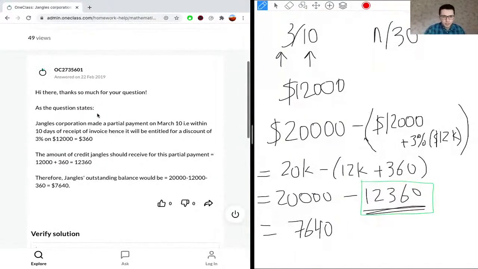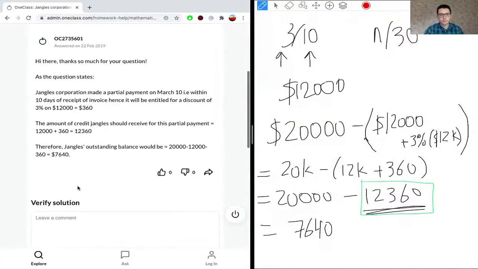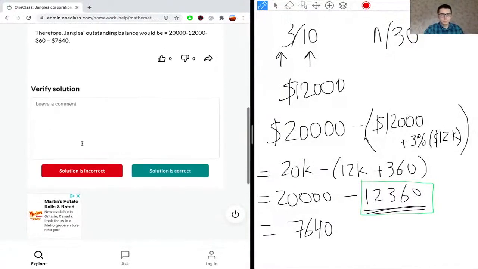So here, similar process. Within 10 days of receipt of invoice, Jangles is entitled to a discount of 3% on 12,000. They calculate that and get 360. So the amount of credit Jangles should receive for this partial payment is 12,360, and we know that the balance would be 7,640. So here, the solution is correct. Great work.